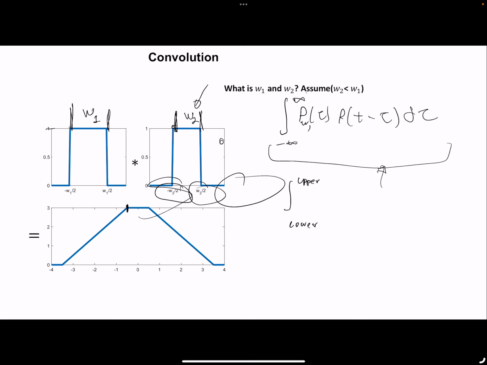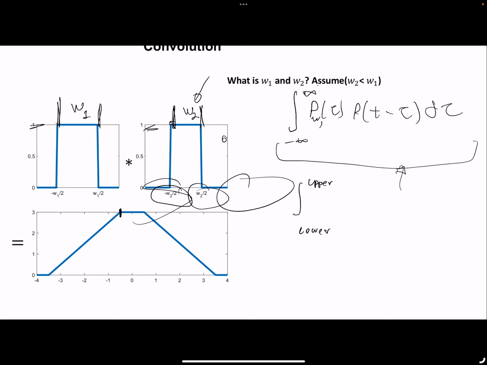Since both of these have a height of 1, the maximum this integral can be is actually the width times 1. So the maximum of this graph is actually the width of the narrower one. So W2 is equal to 3.